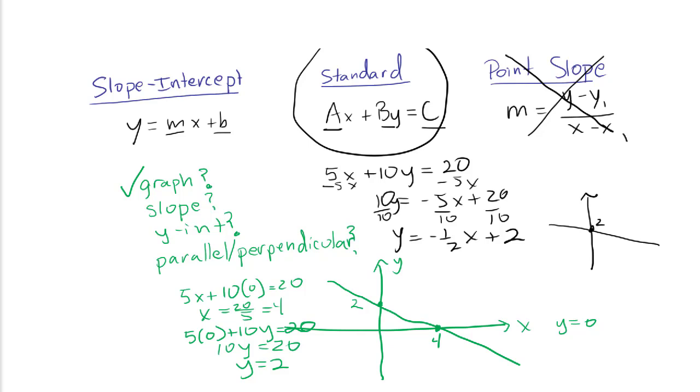This is consistent with our slope-intercept form. Okay, great. I know how to graph a standard form. How do I quickly determine the slope?